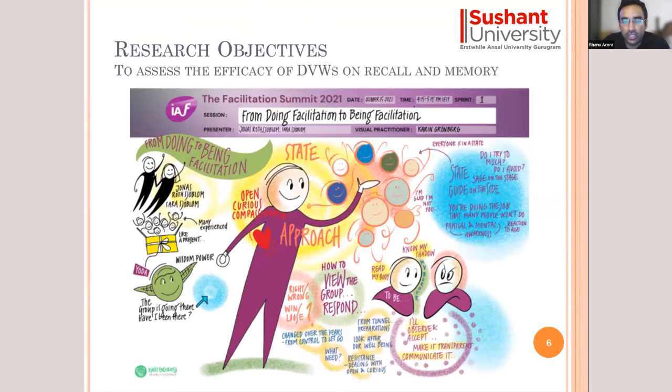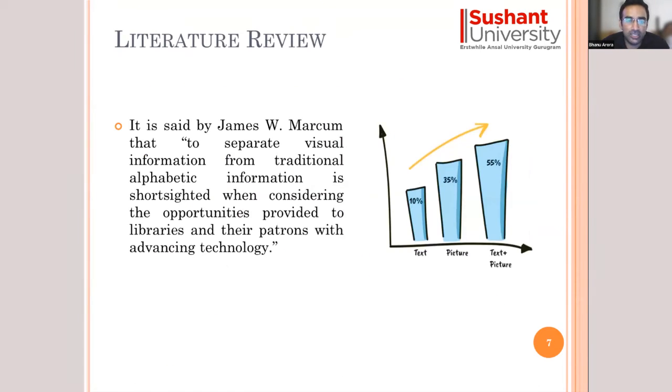Again, this is a graphic recording session that I did with IAF, the International Association of Facilitators, from doing facilitation to being facilitation. So for the literature review, it is said that to separate visual information from traditional alphabetic information is short-sighted when considering the opportunities provided to libraries and their patterns with advancing technology.